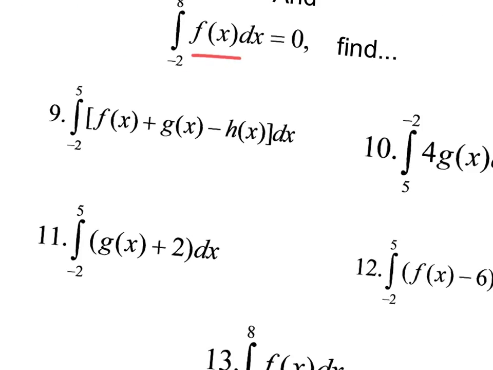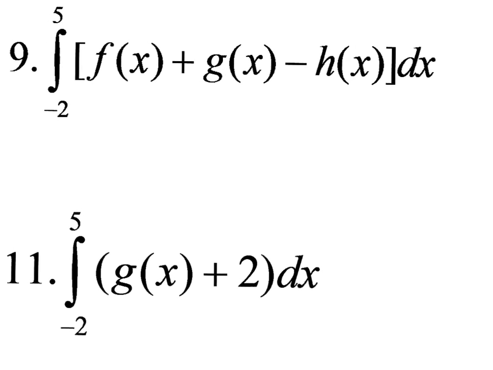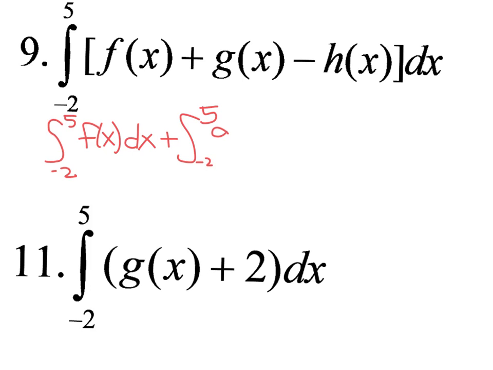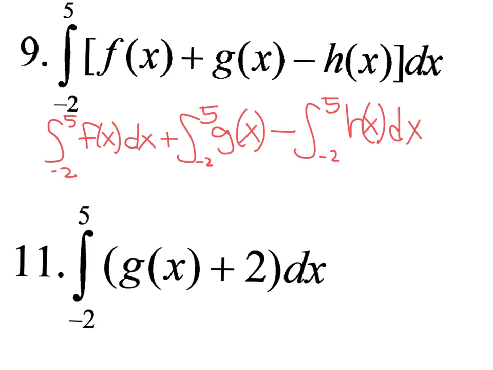So the first one is the integral from -2 to 5 of f of x plus g of x minus h of x. Well, I'm going to use the ability to separate this into 3 different sums. So I'm going to have the integral from -2 to 5 of f of x dx, because I'm given that value. Then I'm going to add the integral from -2 to 5 of g of x. And then I'm going to subtract the integral from -2 to 5 of h of x dx. I'm sorry, I forgot to write those dx's. You need to always write that.